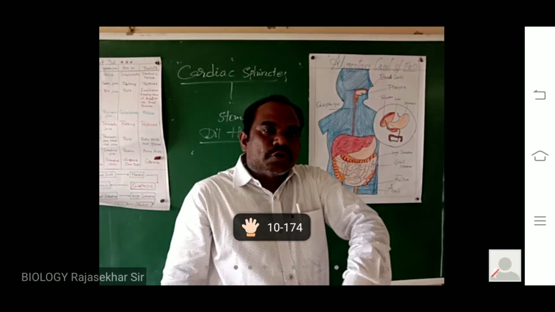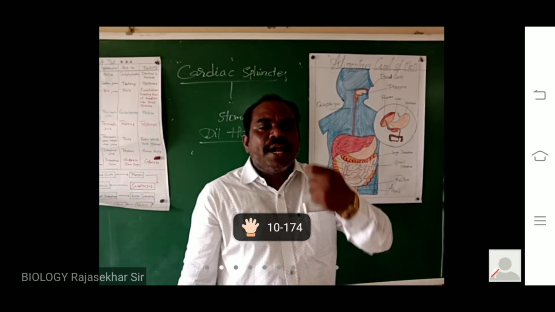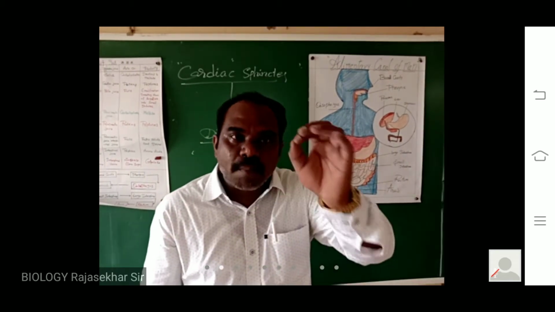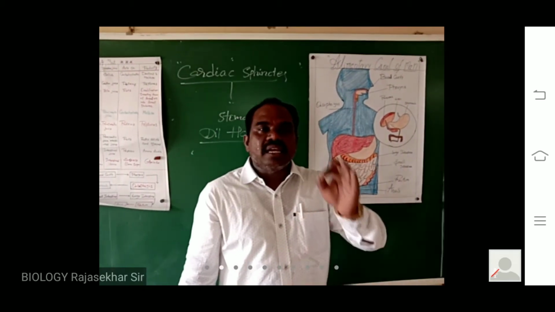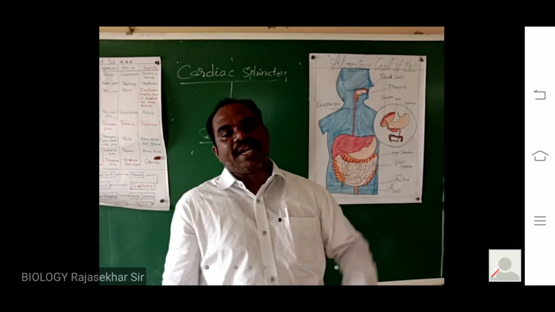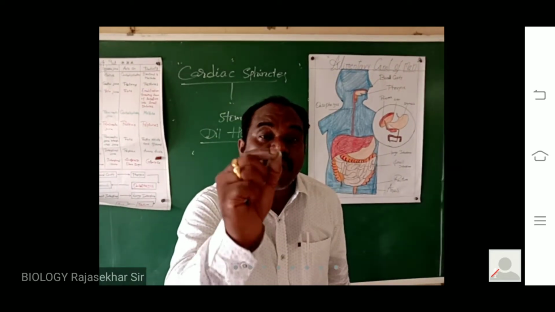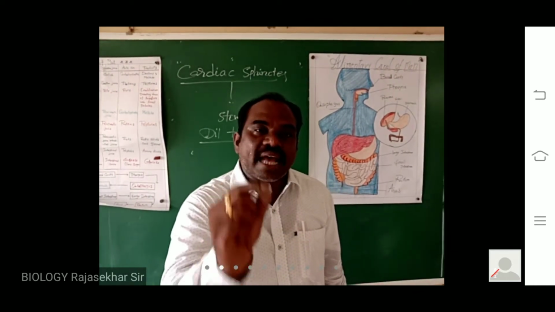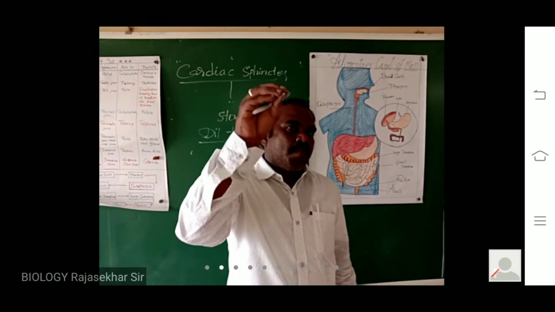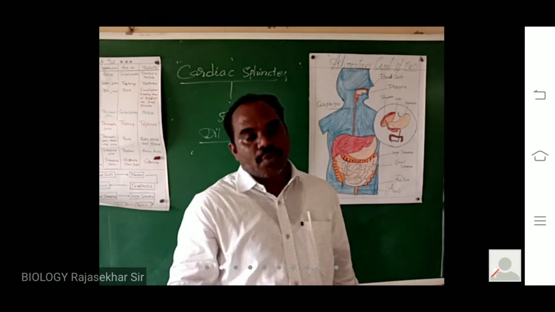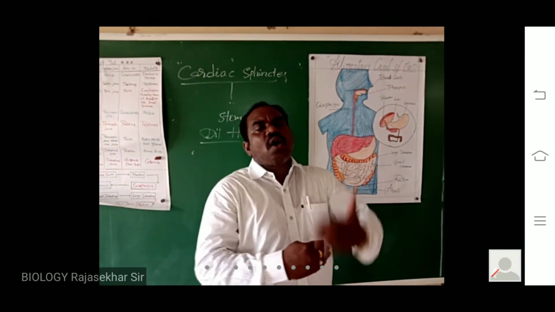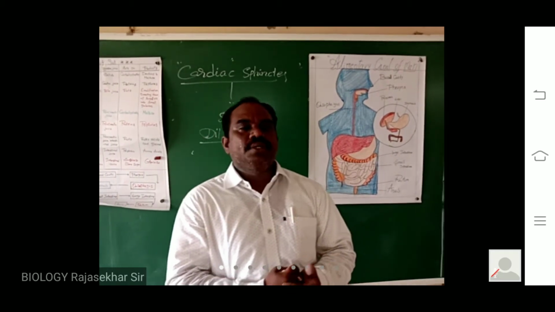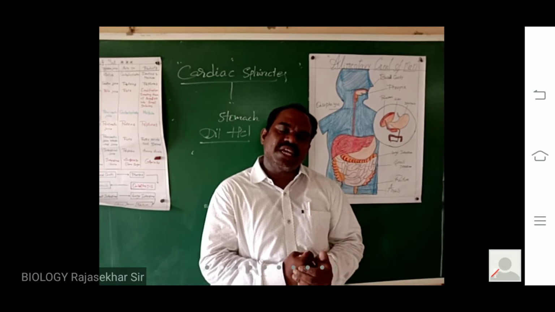Hydrochloric acid is produced from the stomach. Hydrochloric acid helps kill the microorganisms, kills the bacteria present in the food materials. What is the use of hydrochloric acid in our stomach? Hydrochloric acid helps kill the bacteria present in the food materials, and it is also helpful for the acidic nature of the food materials in the stomach.